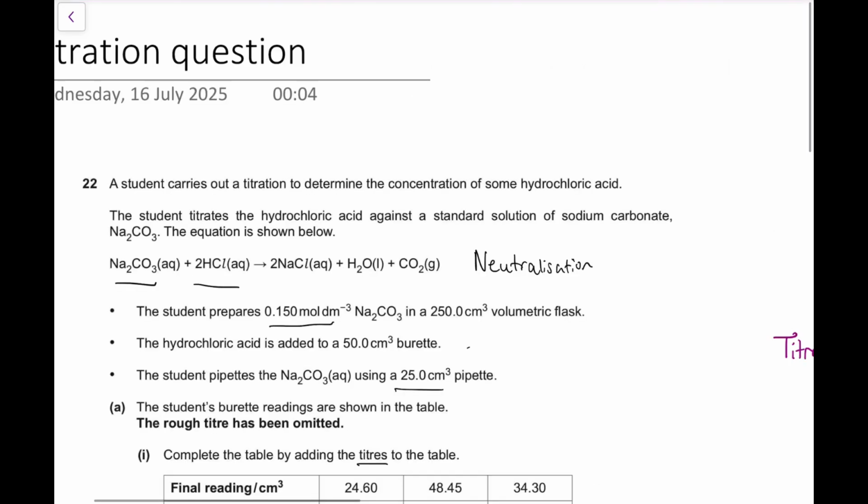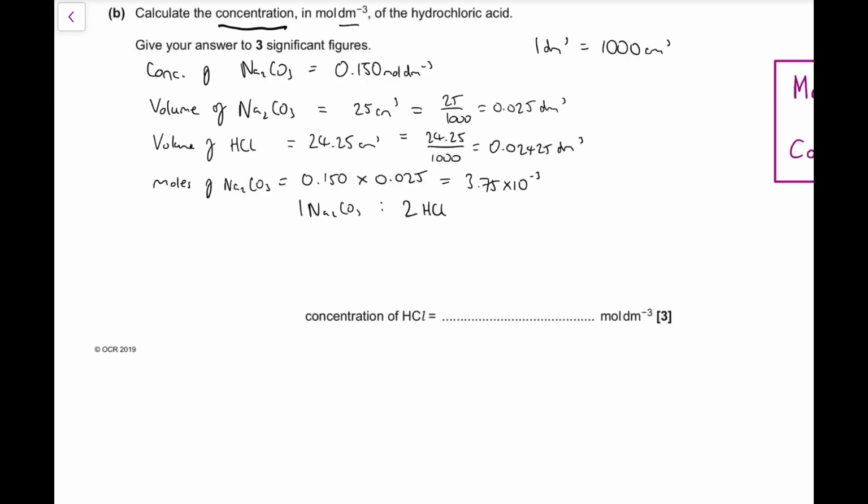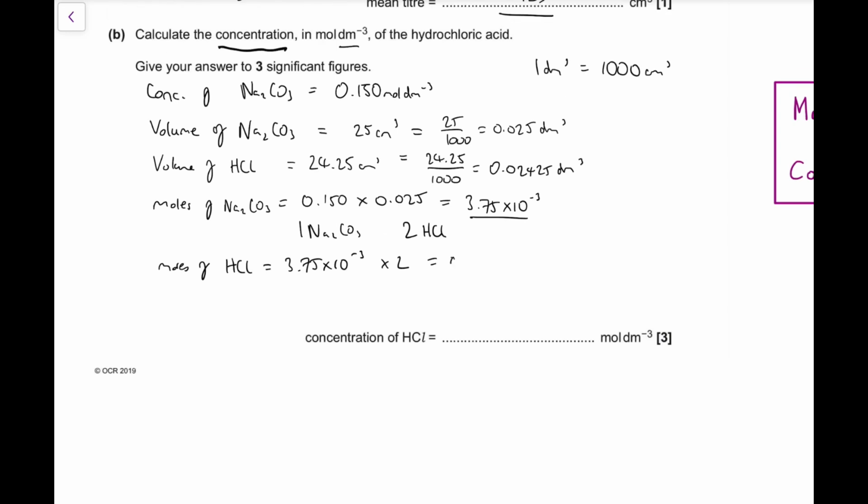Now we need to look at the equation we were given at the start. As you can see, for every 1 mole of sodium carbonate that was used, 2 moles of HCl were needed to react with it. In other words, HCl needs twice as many moles as sodium carbonate in order to complete the reaction. Therefore, to find the moles of HCl, we need to multiply 3.75 times 10 to the minus 3 by 2. And we get 7.5 times 10 to the minus 3.